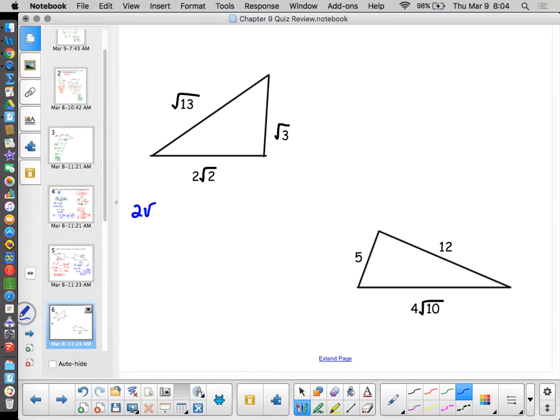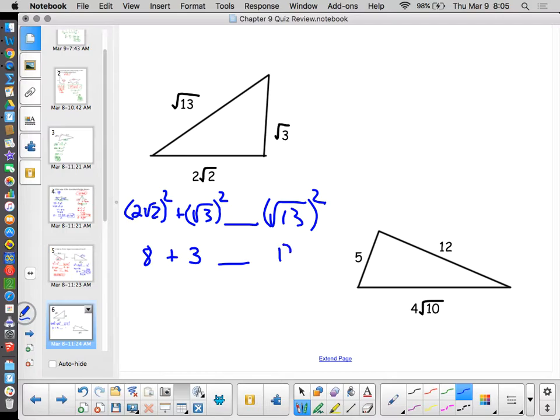So, 2 root 2 squared plus root 3 squared compared to root 13 squared. 2 root 2 squared is 8. Root 3 squared is 3, compared to 13. 11 compared to 13. Oh, 13 is too big. Therefore, this is obtuse.